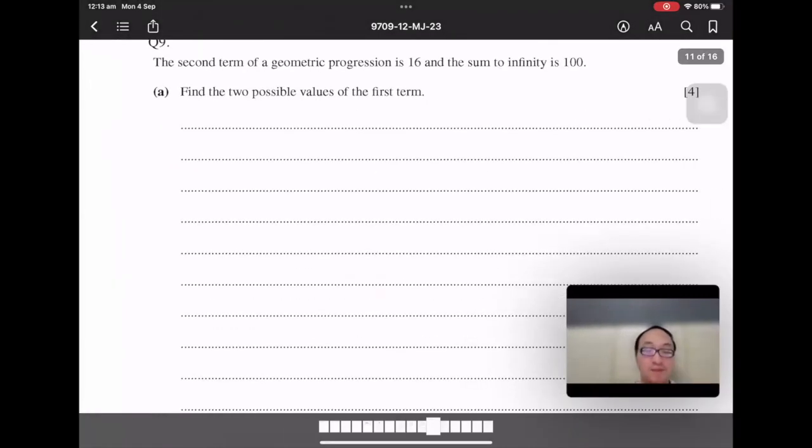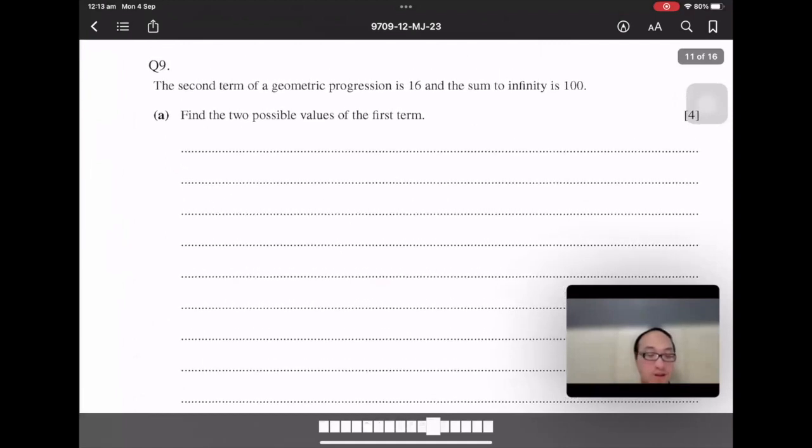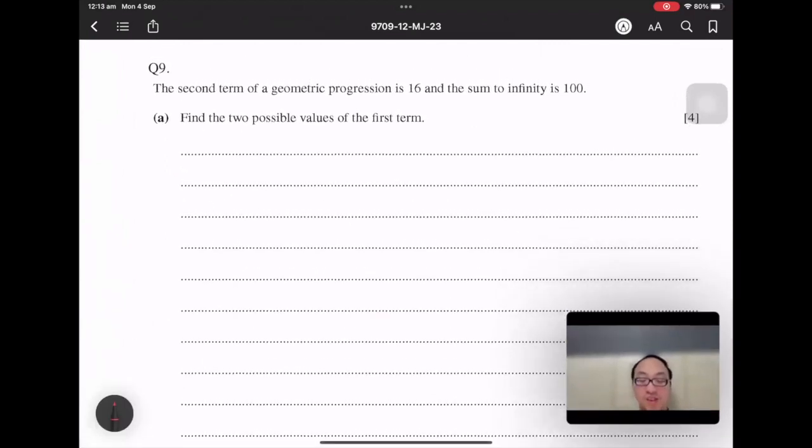Number 9. The second term of the geometric progression is 16, and the sum to infinity is 100. Find the 2 possible values of the first term. The second term of the geometric progression: so a times r for the second term equals 16. And the sum to infinity equals 100. Sum to infinity is a over 1 minus r equals 100.